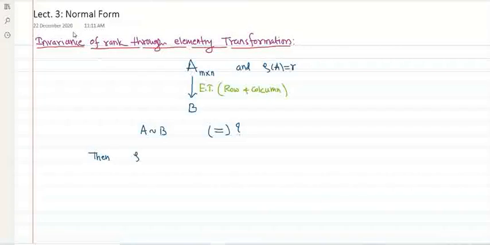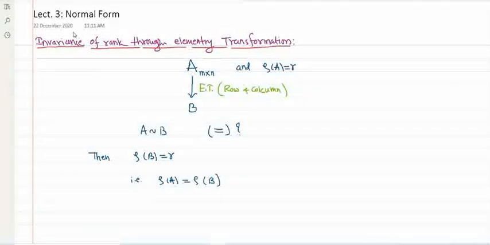Then what is the rank? The theorem says that the rank of the new matrix is also equal to R. That is, rank of matrix A is equal to rank of matrix B. So in short, if two equivalent matrices are given, then their rank is the same. In other words, if you obtain a new matrix B from matrix A by applying a sequence of elementary transformations, then the rank remains the same. So rank is invariant under elementary transformation.